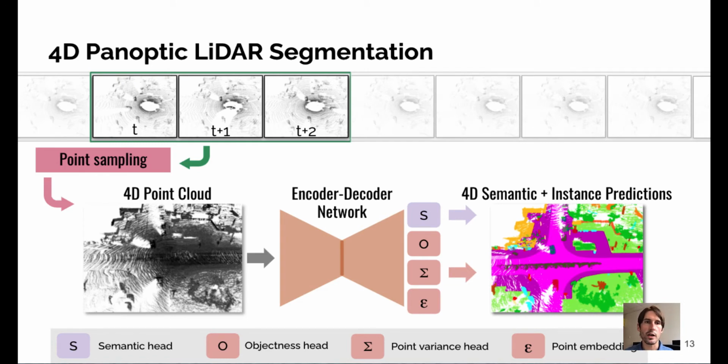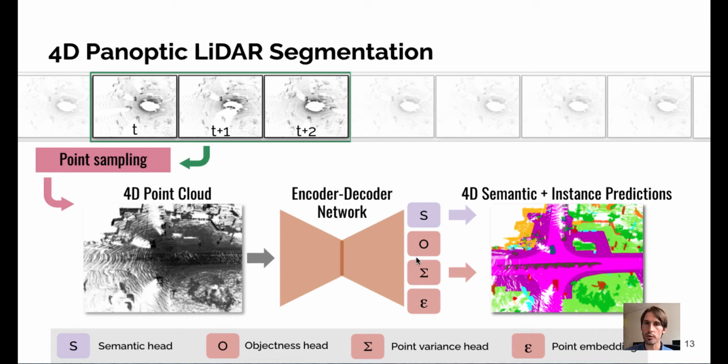Okay, so now let's see how this approach can be applied for a task of 4D panoptic LiDAR segmentation. So here in this variant, what we do is we slide a fixed size temporal window over a sequence of LiDAR sensory data. And then from each window we will sample a set of points and will form a 4D point cloud volume. And then we'll pass this 4D point cloud volume through our encoder-decoder based network.